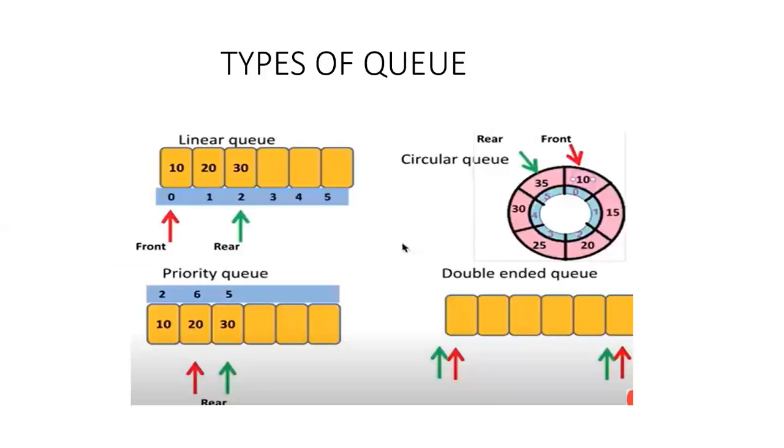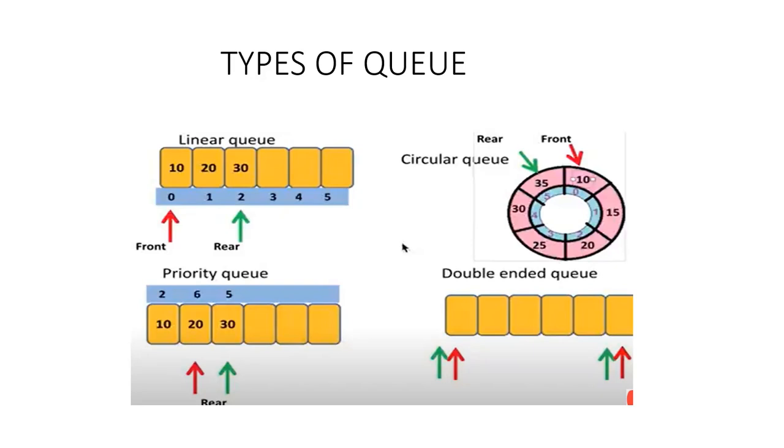These are the types of queue. Linear queue: a linear queue is a simple queue where we will be inserting the data one after the other, inserting the data at the rear position and deleting the data at the front position.